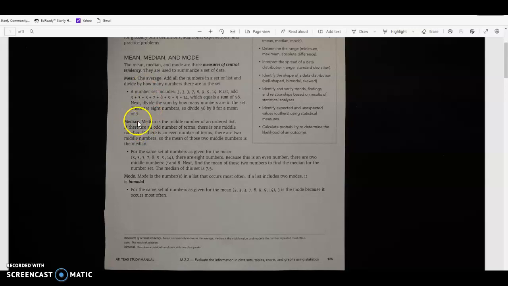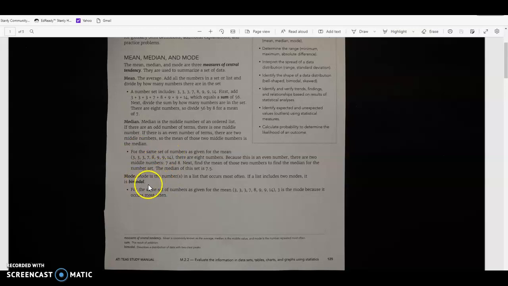And the median is the middle number of an ordered list. So if the numbers are not in order, the first thing you have to do is put them in order, going from lowest to highest. Then if there are an odd number of terms, there's going to be one middle number. If there's an even number of terms, there are two middle numbers. So in this case, the mean of these two middle numbers is the median. So you can see an example here.